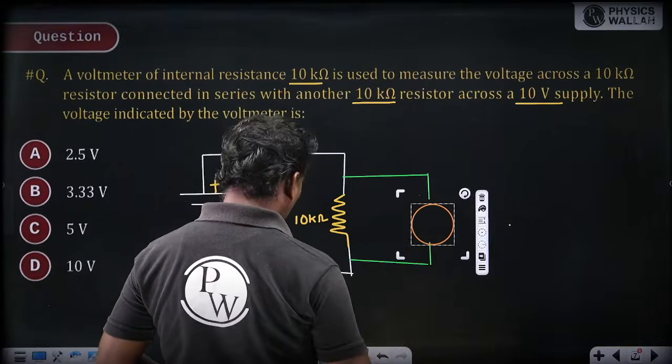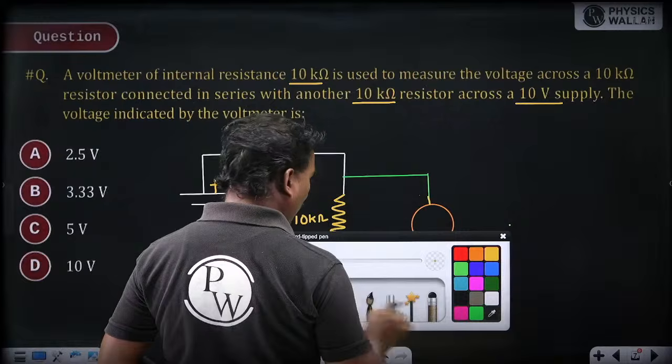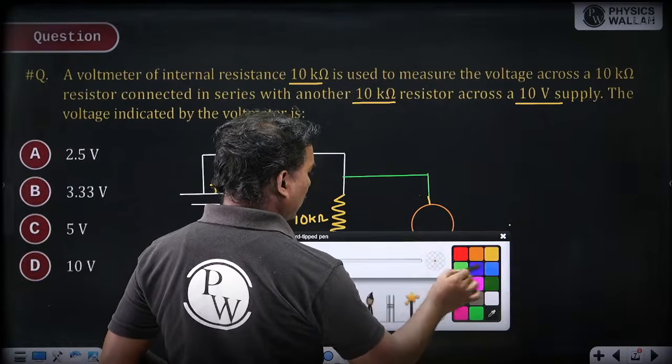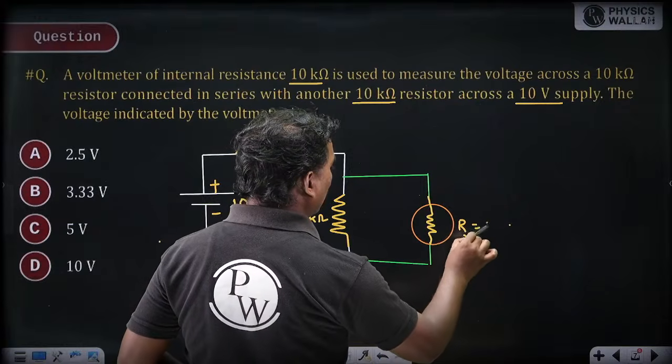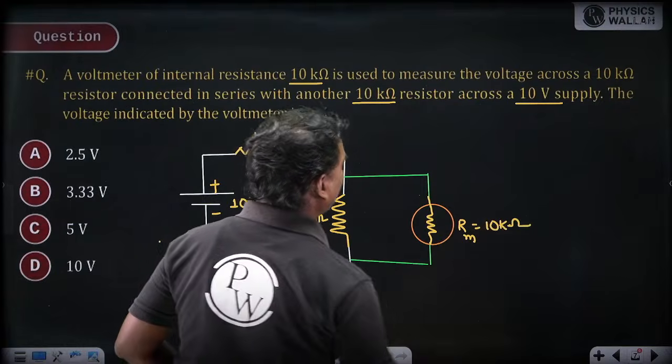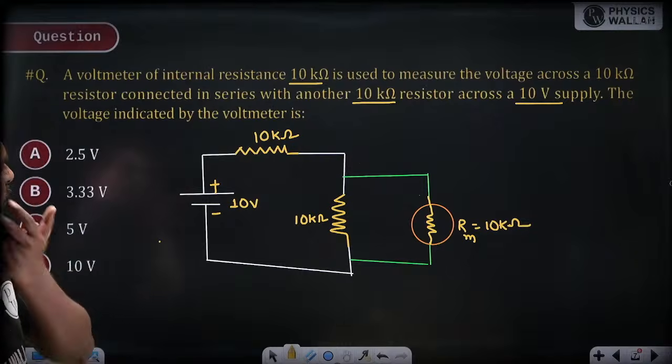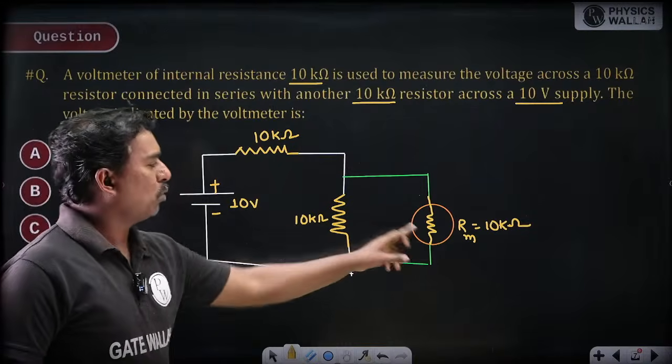There is a voltmeter like this. This voltmeter has some internal resistance. The meter resistance Rm is 10 kilo ohms. Now those both are in parallel.